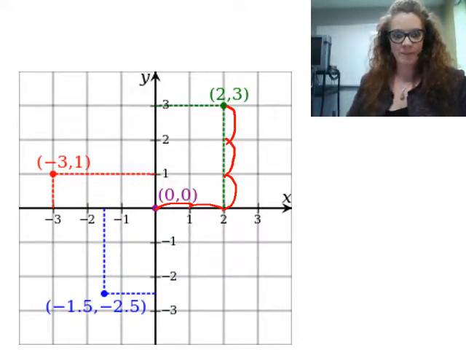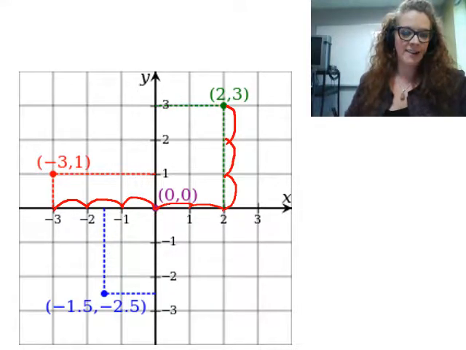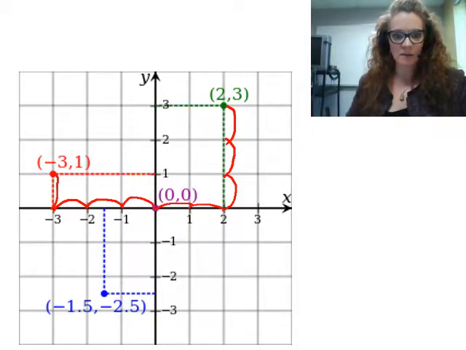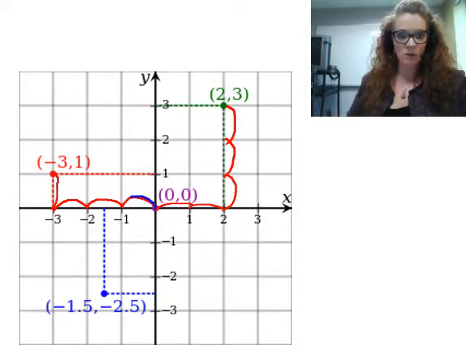Okay, -3, 1. We're going in the house, the back door, I guess, and up 1. Should make these the same color. This one has a decimal place, which is fine. We can do that. -1.5. So in the house, -1.5. And -2.5. 1, 2.5.